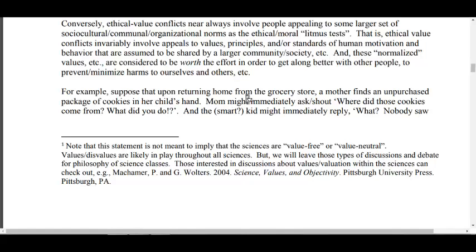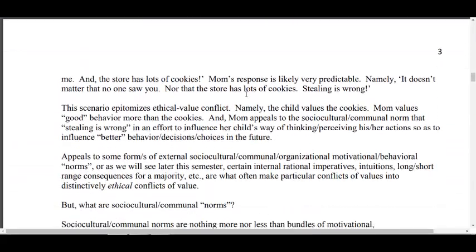There were lots of cookies on the shelf. There were lots of Fritos. No one's going to miss it. And then what is the typical parent going to say? It doesn't matter that there were lots of cookies there. It doesn't matter that no one saw you take those cookies. It doesn't matter. Stealing is wrong. You did badly. Well, what is that parent appealing to?